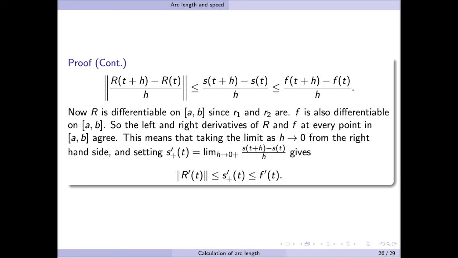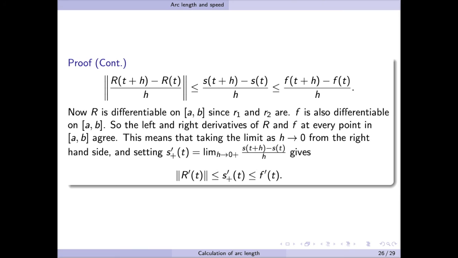So now if we take the limit as h approaches 0 from the right-hand side, and if we set s prime sub plus of t to be equal to the right derivative of s evaluated at t, namely the limit as h approaches 0 from the right of (s(t+h) − s(t))/h, then this gives us that the norm of r prime of t is less than or equal to the right derivative of s at t, which is less than or equal to f prime of t.